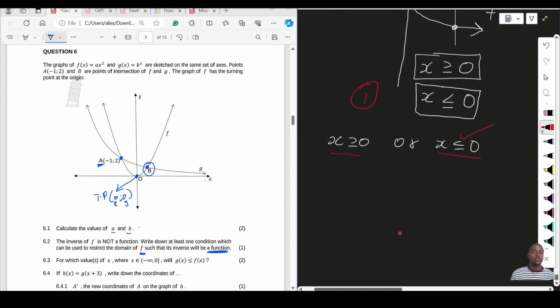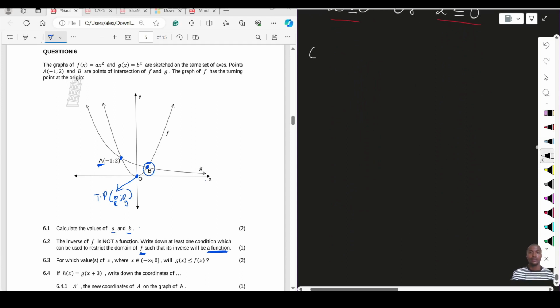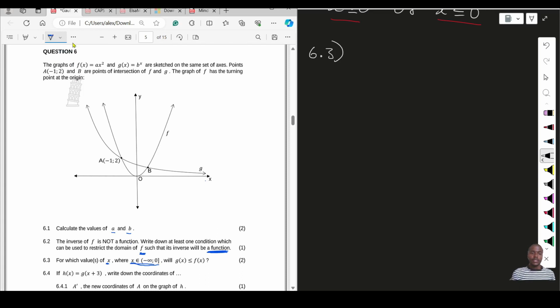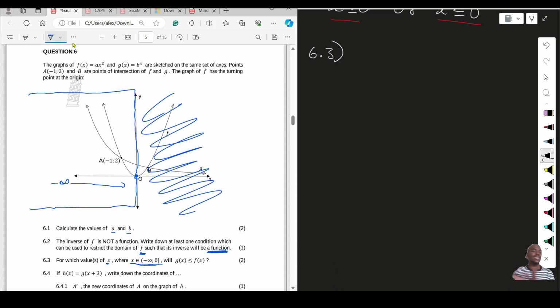Then let's go to 6.3. Let me change the color here. So for 6.3 now, they say for which values of x, where x is an element. Let me create a rule so that we can understand the diagram here. Let me wipe off everything. Yeah, that's fine. Where x is an element from negative infinity to 0. So we are concerned about this section. We are not even considering that section because of this restriction that we are given.